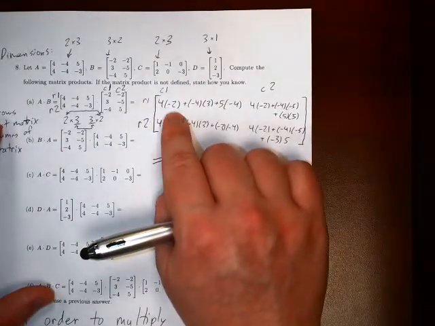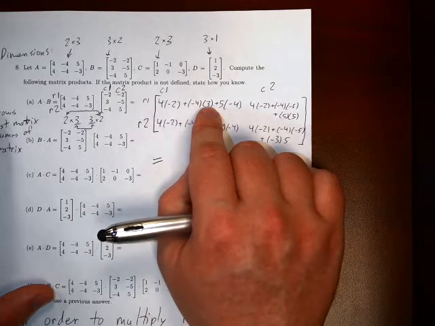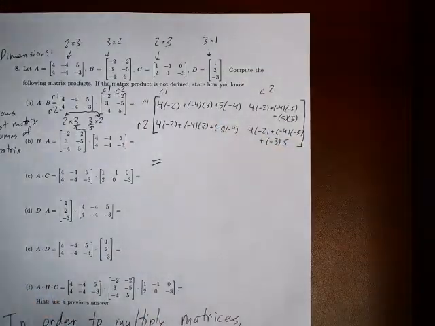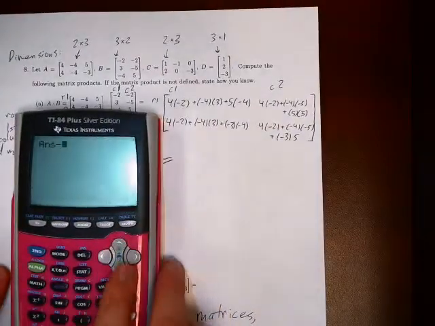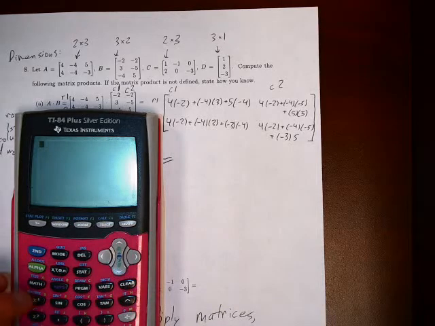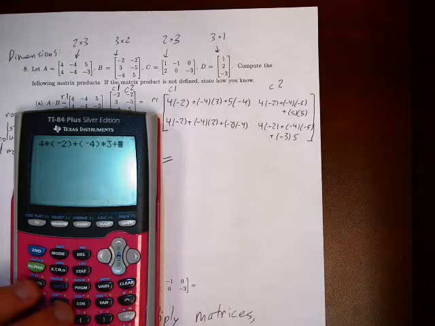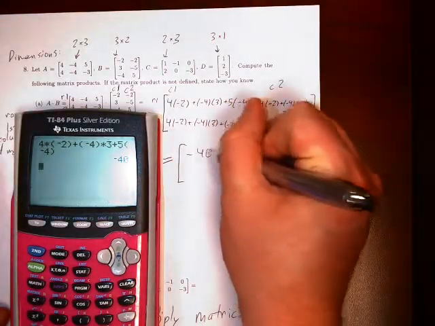So 4 times negative 2 is negative 8. Negative 4 times 3 is negative 12. And 5 times negative 4 is negative 20. So just to keep track of all of our operations, I'm going to use this calculator. So we have 4 times negative 2 plus negative 4 times 3 plus 5 times negative 4. And that should give us negative 40.